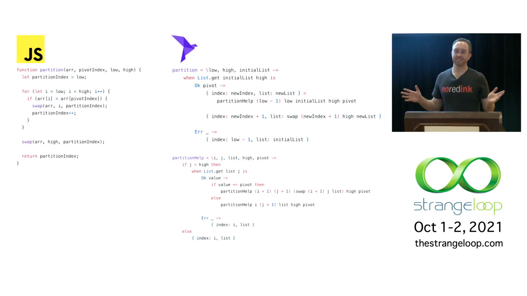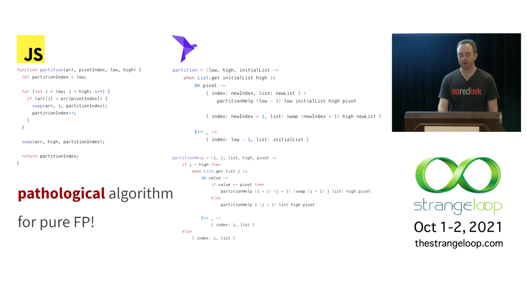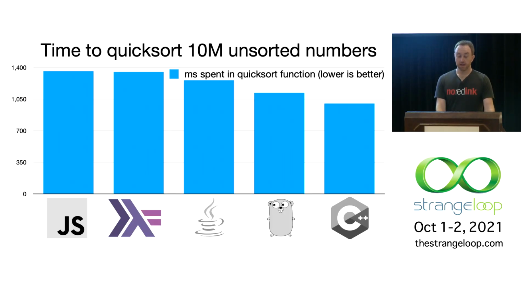Really, looking at these two side by side, it's clear that quicksort is not where functional programming shines. This is not where I can't wait to write quicksort in a pure functional style, it's going to be really beautiful and elegant and concise. No, this is actually pretty much a pathological algorithm for pure functional programming. It requires in-place mutation to be fast, and that's just not something that pure FP excels at. It's great at plenty of other things, but this is not it. This is really the worst case scenario for pure functional programming.